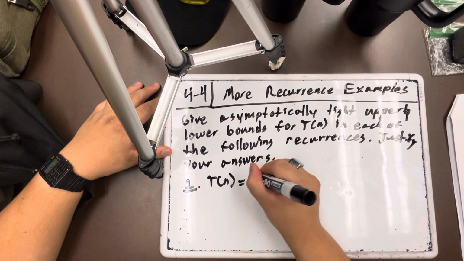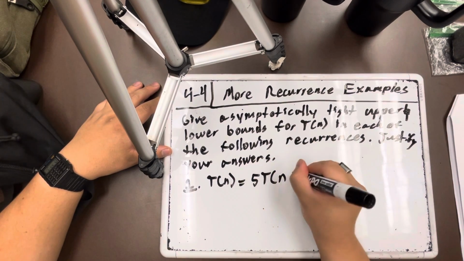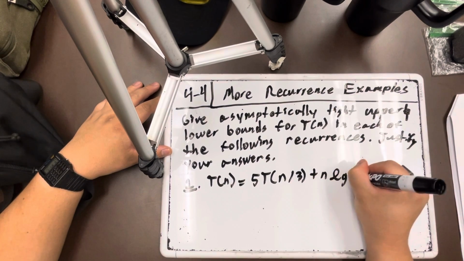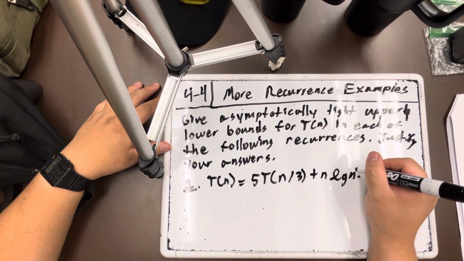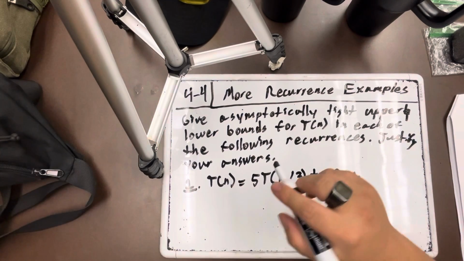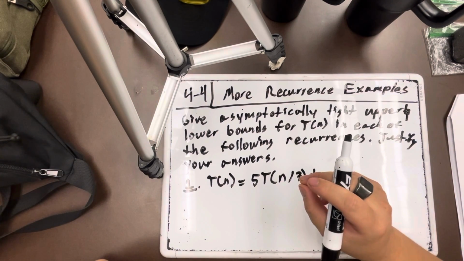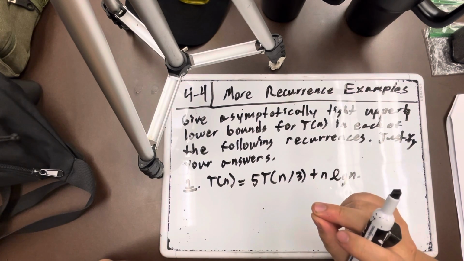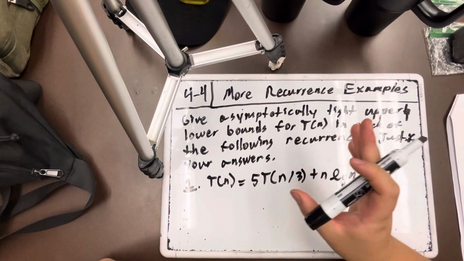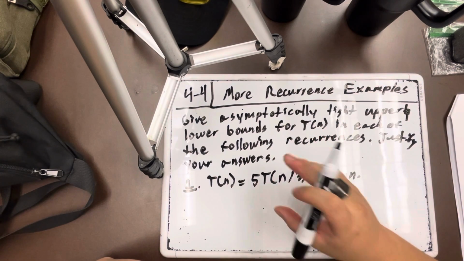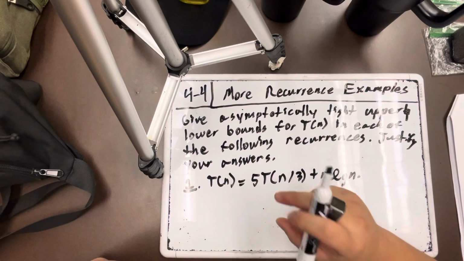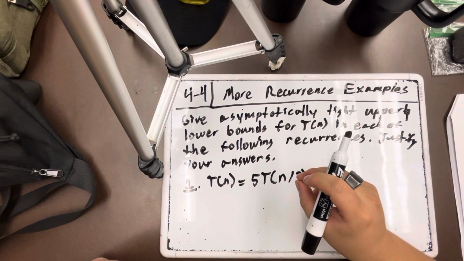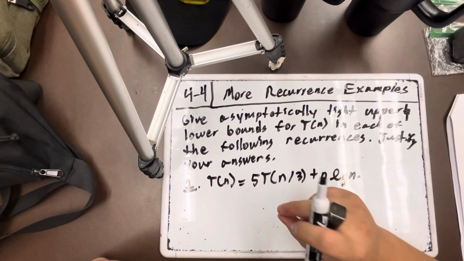T of n is equal to 5T of n over 3 plus n log n. That's the first one here. Let me start off and say, intuitively, we're going to look at a whole bunch of different things here, but as intuition for all of them: where a fixed fraction of n appears, we use the master or Akra-Bazzi theorem. When the decrement is by a constant, for example n-1, n-2, we unroll the sum.